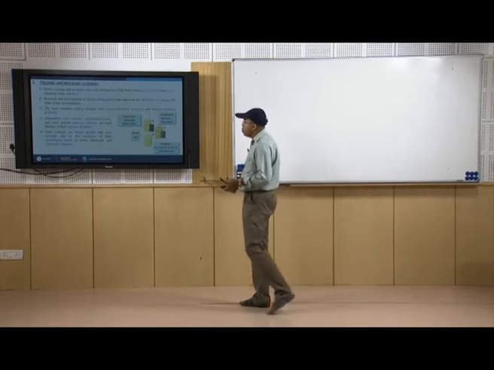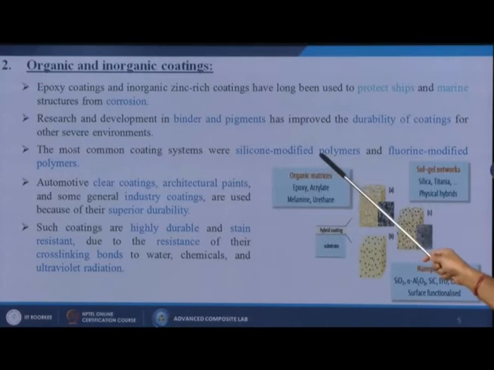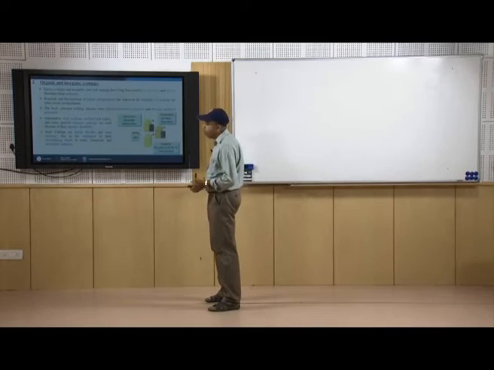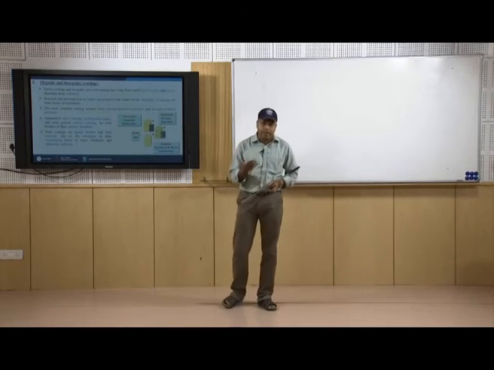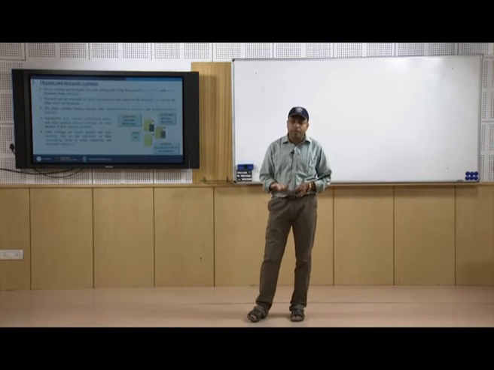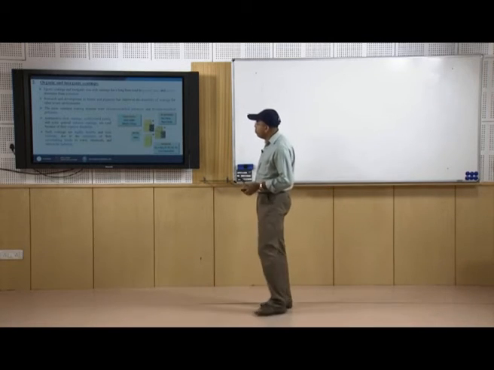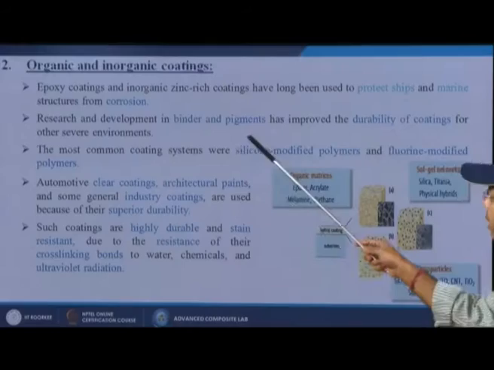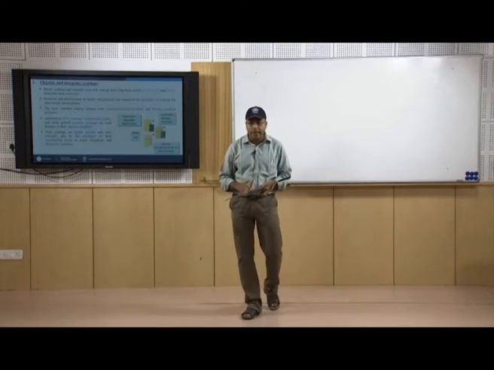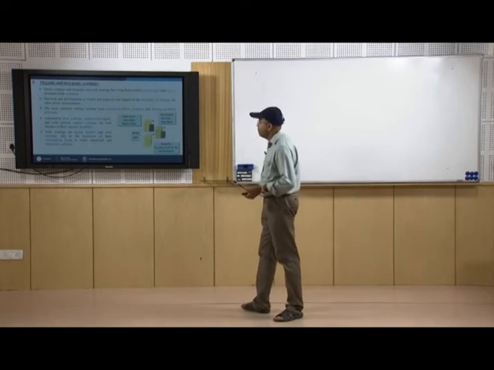The most common coating systems are silicon modified polymers and fluorine modified polymers. Nowadays people are trying to use polymer products, because they are lighter in weight, cheaper than metals, and easy to process. So, what are we doing? We are trying to add some silicon element or some fluorine inside the polymer, so that oxidation resistance, corrosion resistance or anti-wear properties can be achieved.